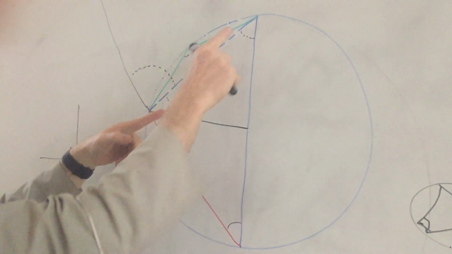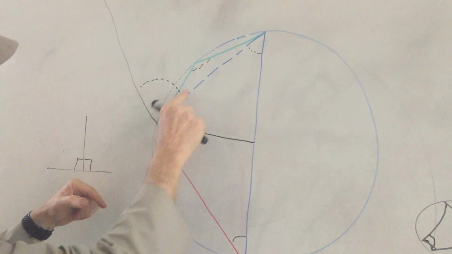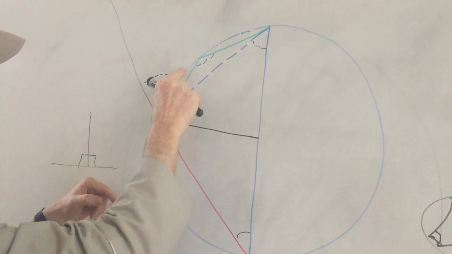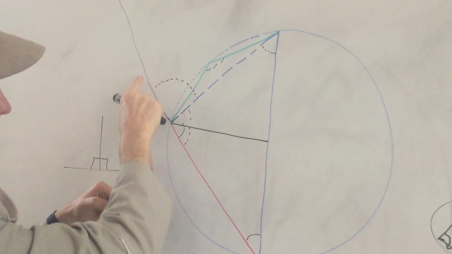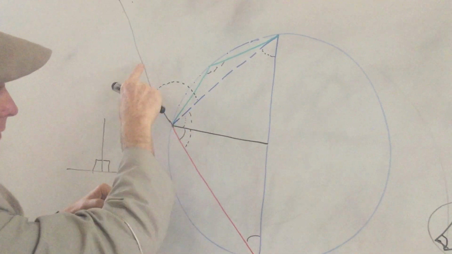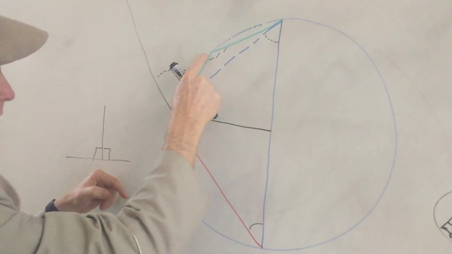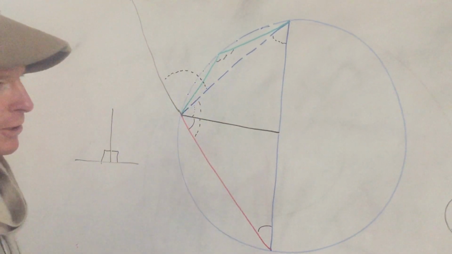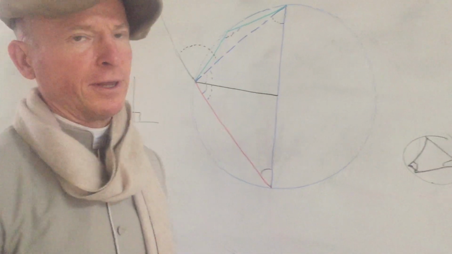Same thing over here. Look at this angle. This angle here is a part of this angle here. And this angle here is equal to a right angle. Therefore, one of its parts is clearly less than a right angle. Correct? Because the whole is greater than the part.